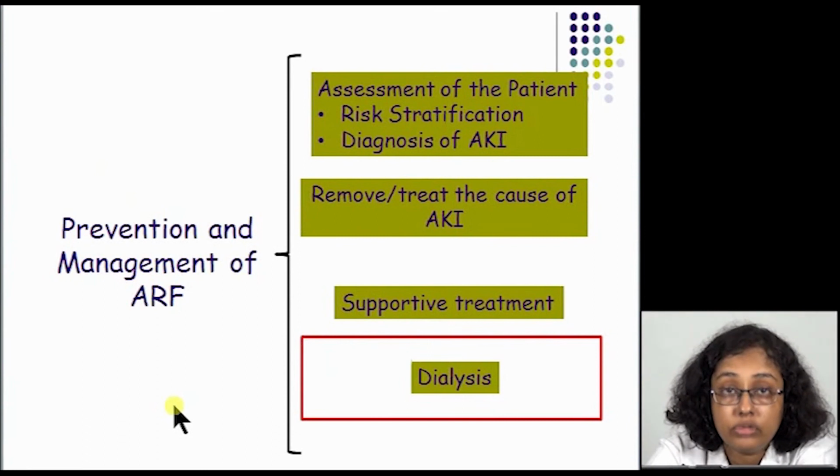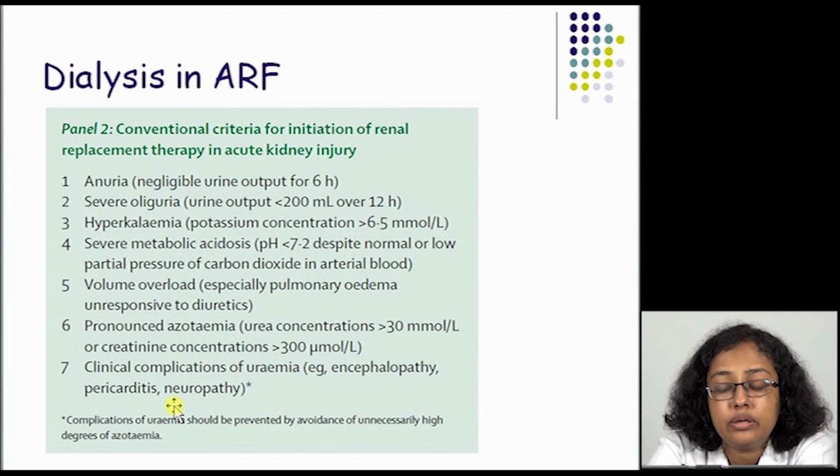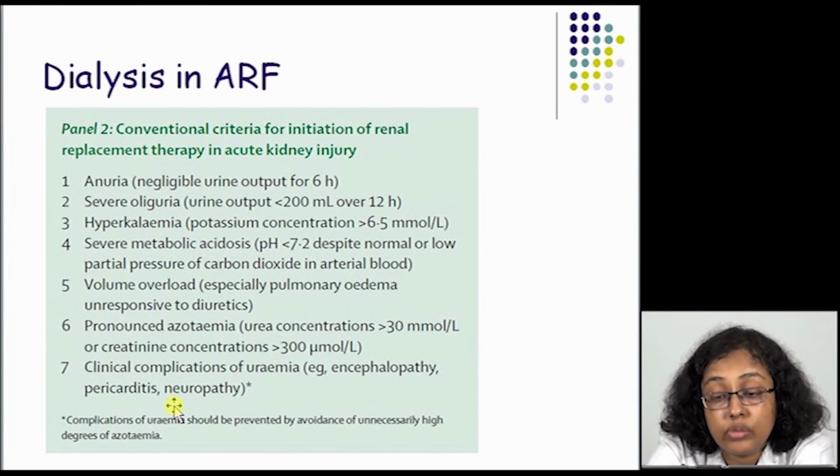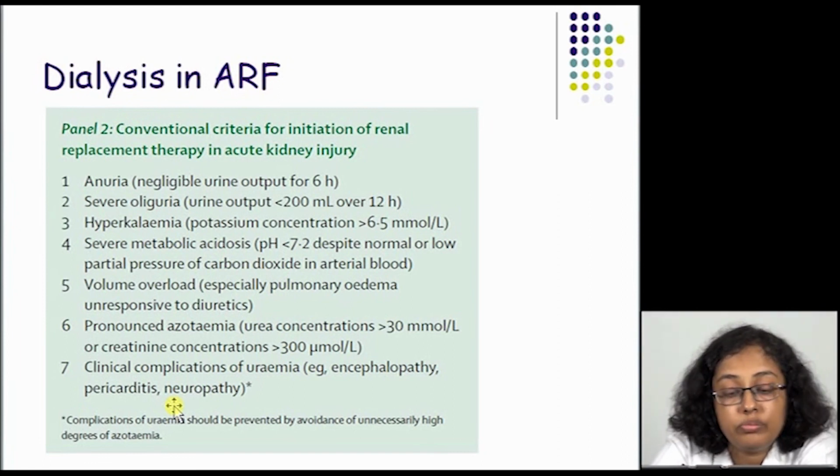And finally, if nothing works, of course, you need dialysis. So the conventional criteria for dialysis in acute renal failure patients: any patient who has anuria, persistent anuria for 6 to 12 hours, or prolonged oliguria for 12 hours; hyperkalemia, which becomes an emergency; severe metabolic acidosis, again an emergency; volume overload, especially pulmonary edema. If the patient has not responded to diuretics, you need to dialyze the patient and remove fluid. Also very high urea or creatinine levels, and rarely clinical complications like pericarditis or encephalopathy.